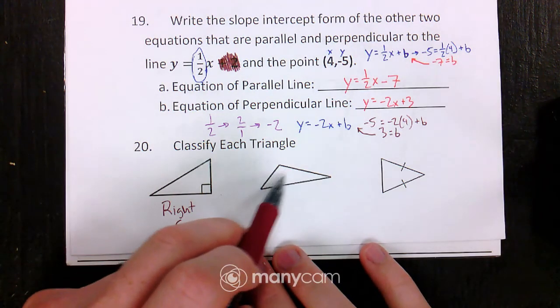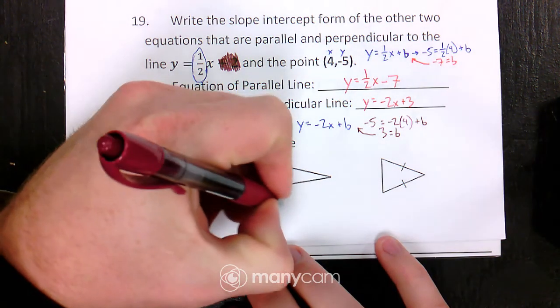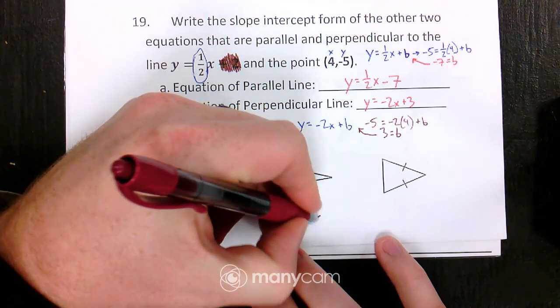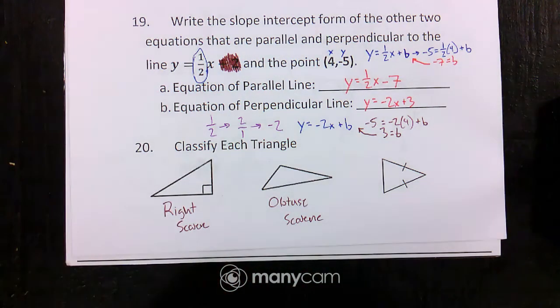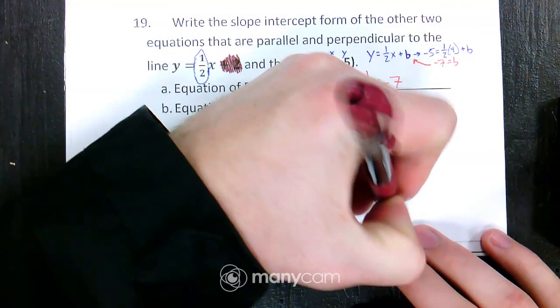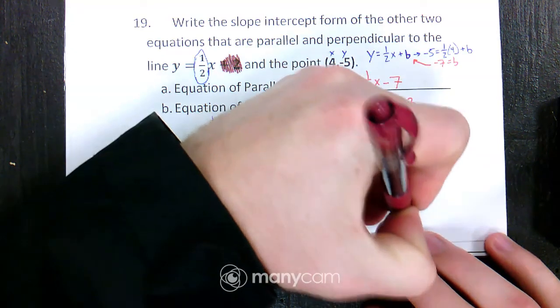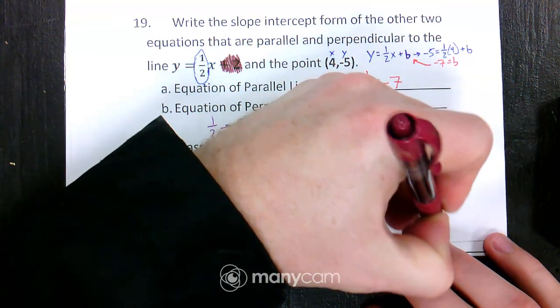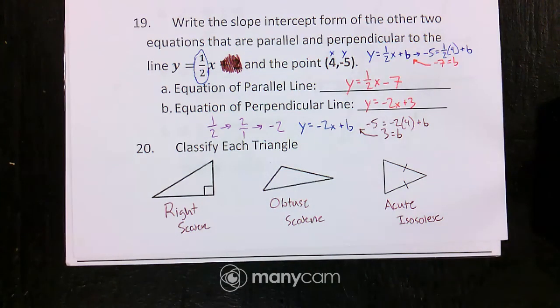What about this? There's an obtuse angle right there, so it's an obtuse scalene. This one has two sides that are congruent, so that makes it a what? Acute isosceles. I think I spelled that right. It's okay, get it close enough on the test and I'll give it to you. Oh yeah, acute because they're all less than 90-degree angles, right?